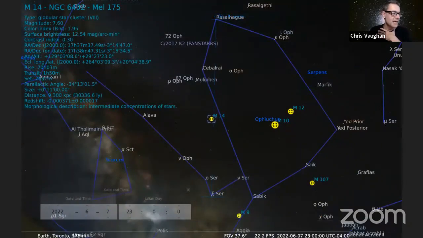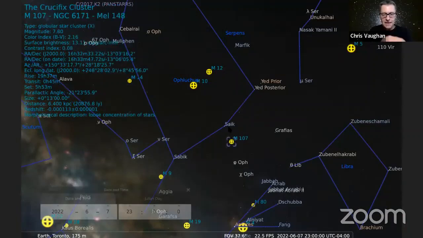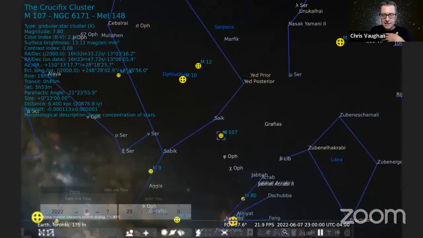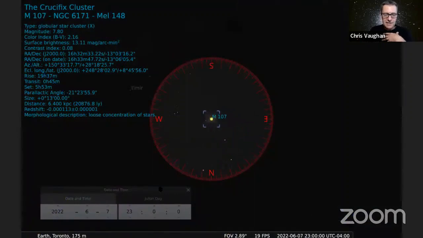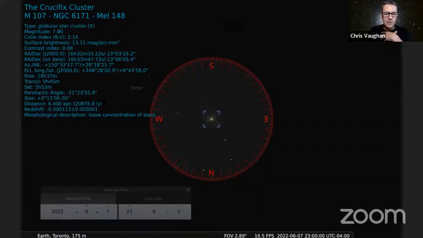All right, next up is M107. So M107 is down here below the body of Ophiuchus. And again, if you can find the star Sig, it's just a few degrees below that. So that's pretty easy. In a telescope, you can see it's pretty small. So it's more diffuse, less bright, and smaller. It's not really a binoculars object, but if you want to try for it, you want to try looking when it's highest in the sky, which is sort of after midnight.